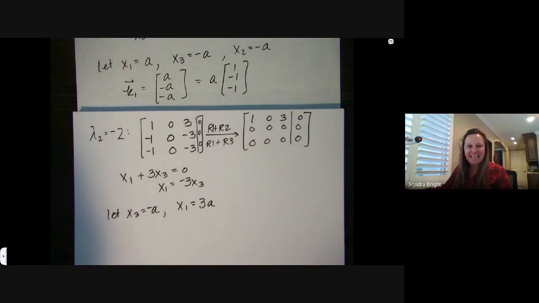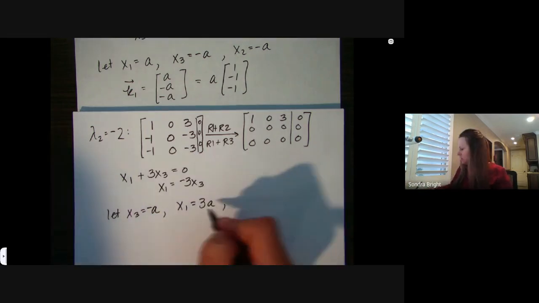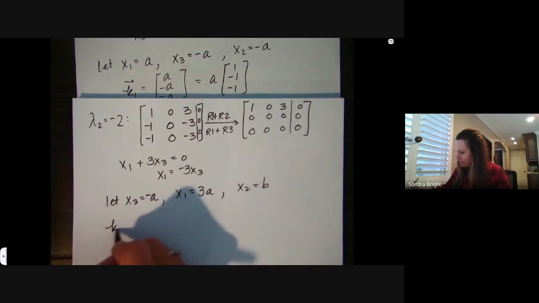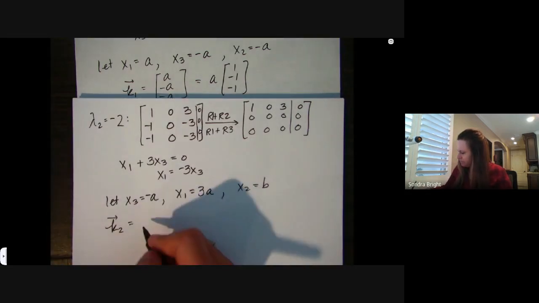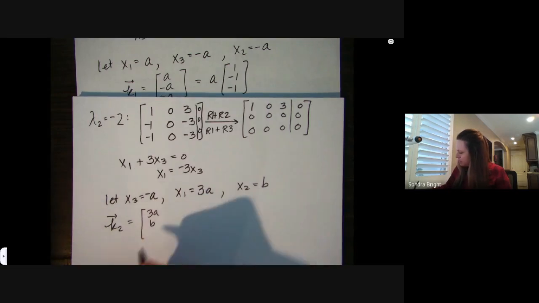All right, and then what about x2? There isn't anything about x2. So x2 could be anything. So don't let it be a. It needs to equal some other value. I'll call it b. So what that means is that your eigenvector is 3a, x2 is b, and x3 is negative a.